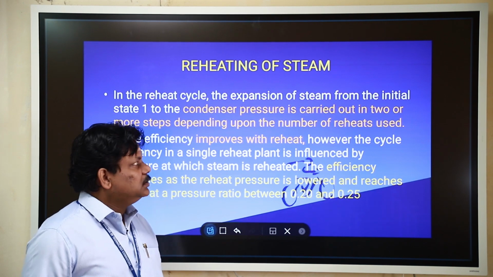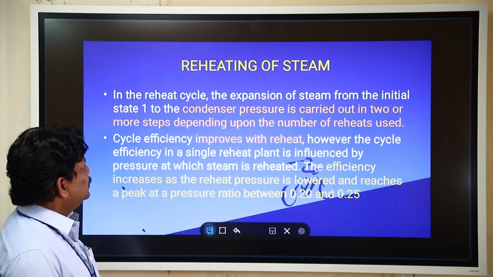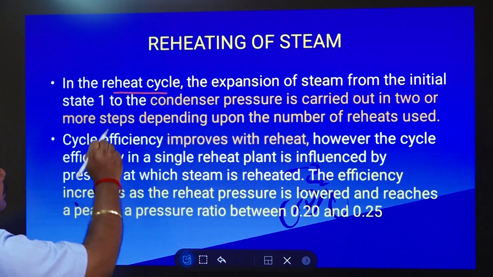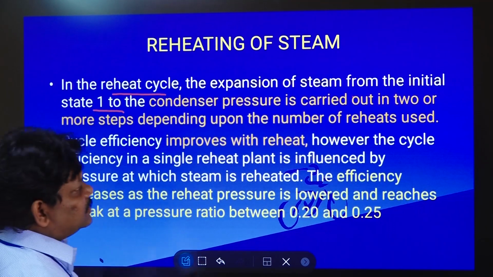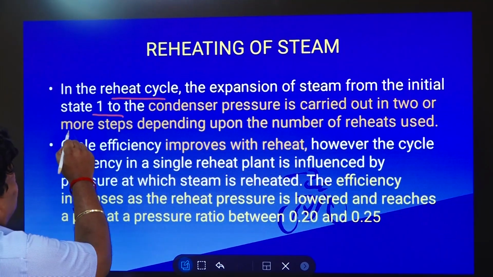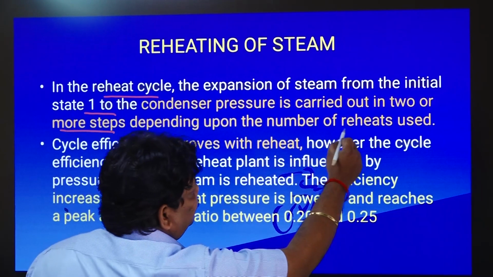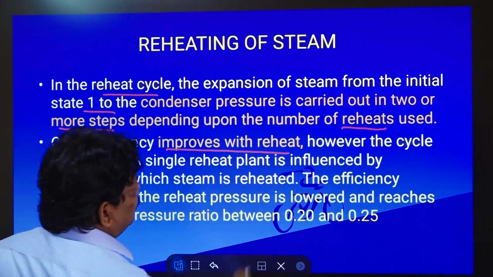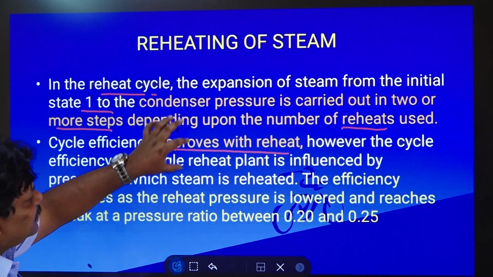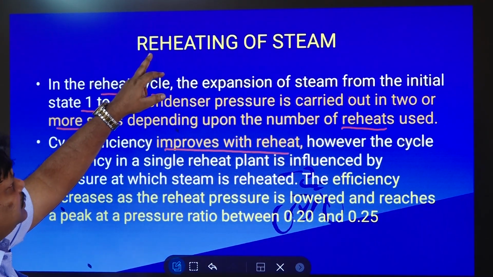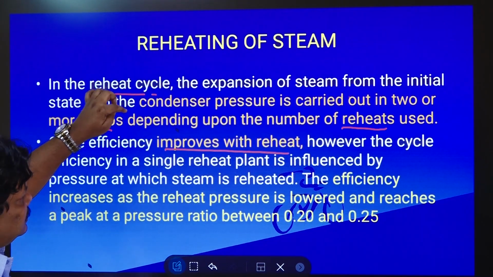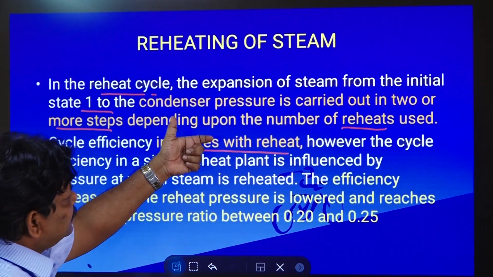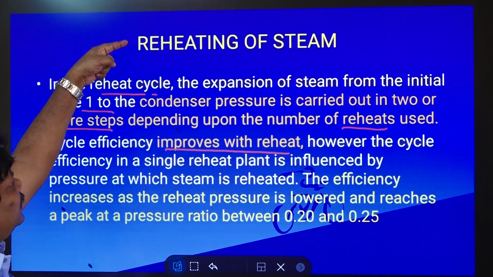Now we can see about this reheating of steam. In the case of this reheat cycle, the expansion of the steam from the initial state 1 to the condenser pressure is carried out in 2 or more steps, which depends upon the number of reheaters that are used. The cycle efficiency here improves with the reheat. These are the sentences, the ones that are bold, which you have to remember for this reheating of steam.